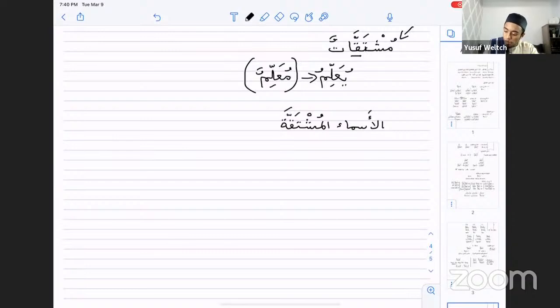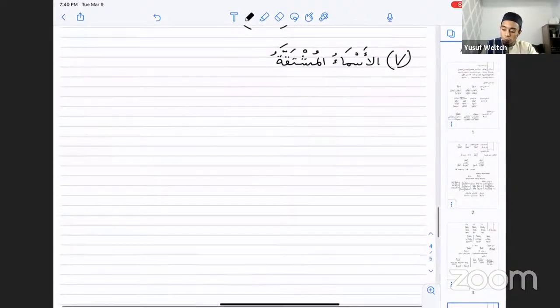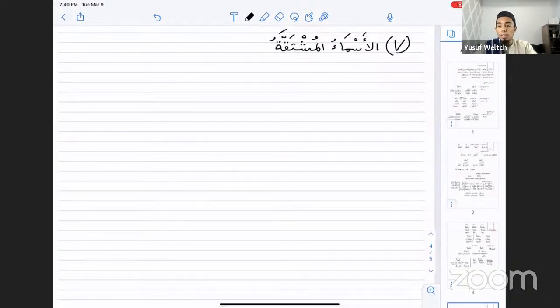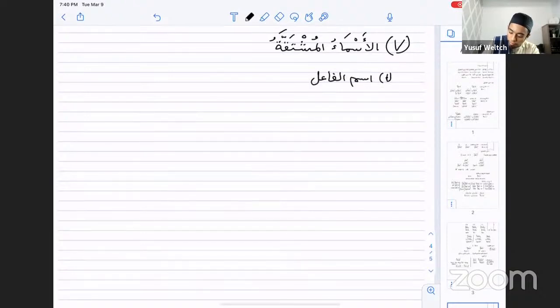Asma is the plural of ism. Al-asma al-mushtaqqa. Right, so there are 7. So we're going to be talking today about each one of them, inshallah ta'ala. So the first of them is what we talked about, so we won't spend too much time on it, which is ismul fa'il. Who can tell me what the ism fa'il is? Ismul fa'il? Can anyone?